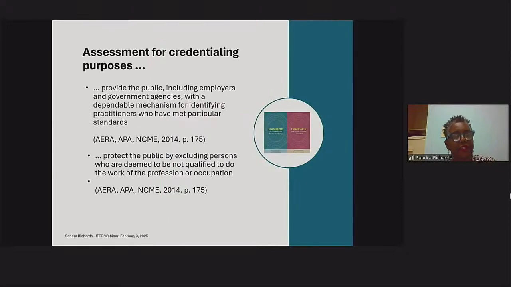Now, assessment for credentialing purposes is different from other assessment in that the purpose is to protect the public from people who are not yet ready for practice. And this is outlined in the professional testing standards. I have pictures of two of them here, the English version and the Spanish version. All right. So assessment used for credentialing purpose is expected to adhere to professional testing standards so that the scores are fit for purpose and the claims and decisions they support are legally defensible.